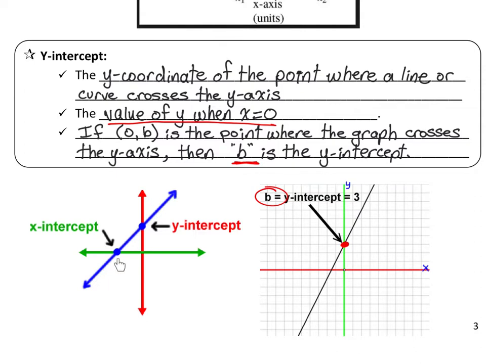Now, similarly, there is also an x-intercept for graphs. If a graph crosses the x-axis, that x value is equal to the x-intercept. But in the slope-intercept form for a linear equation, we are using the y-intercept for that equation.